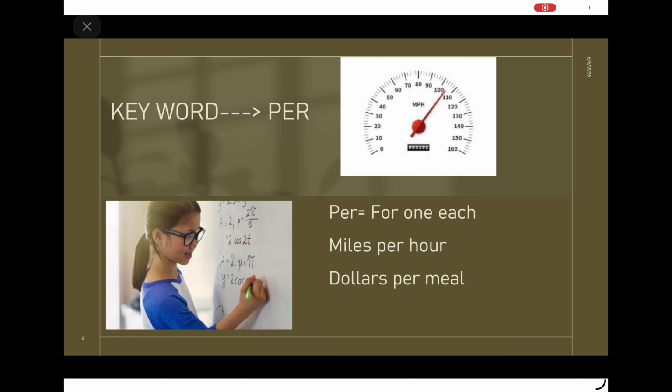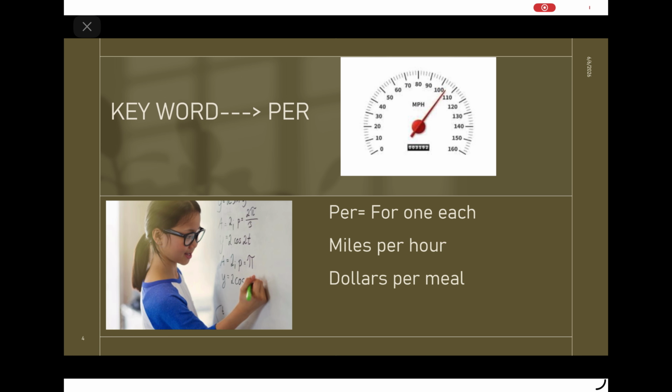Before we start, let's talk about some keywords. A big keyword in the unit rate is the word per. Let's dive into what per means in context. For example, we use miles per hour all the time, with speed, how fast we're going. Another one is dollars per meal. If you went to McDonald's and ordered 3 items off the dollar menu and it came out to $3, that would be $1 per meal, $1 per item. The unit rate always compares something to 1. That is a big idea, to 1.